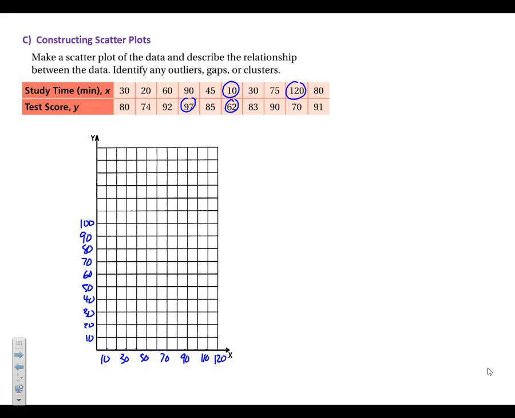We're going to label study time versus score. And over here we have our score. And on our X we have our study time. This is in minutes. All right, so let's take some time. All we need to do is then go through here and plot these points.